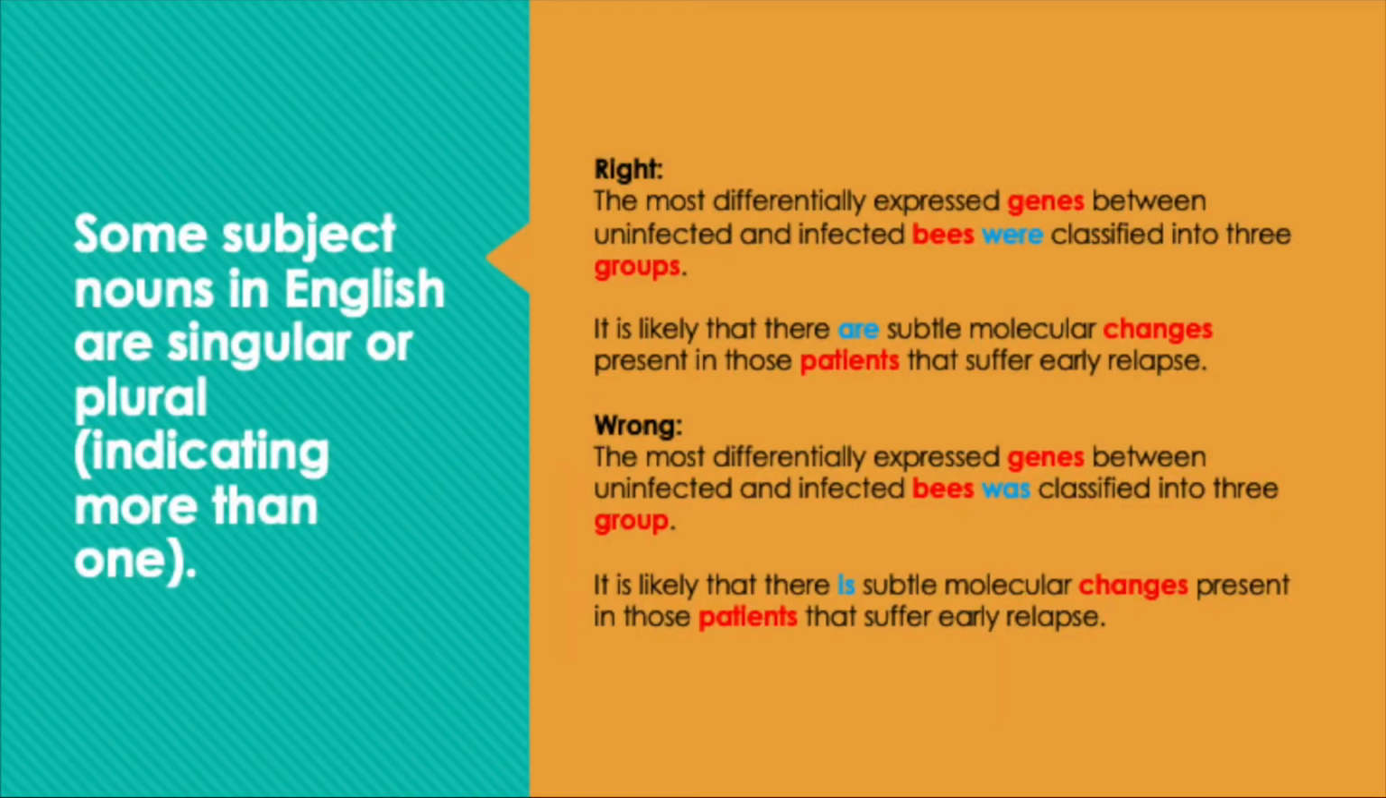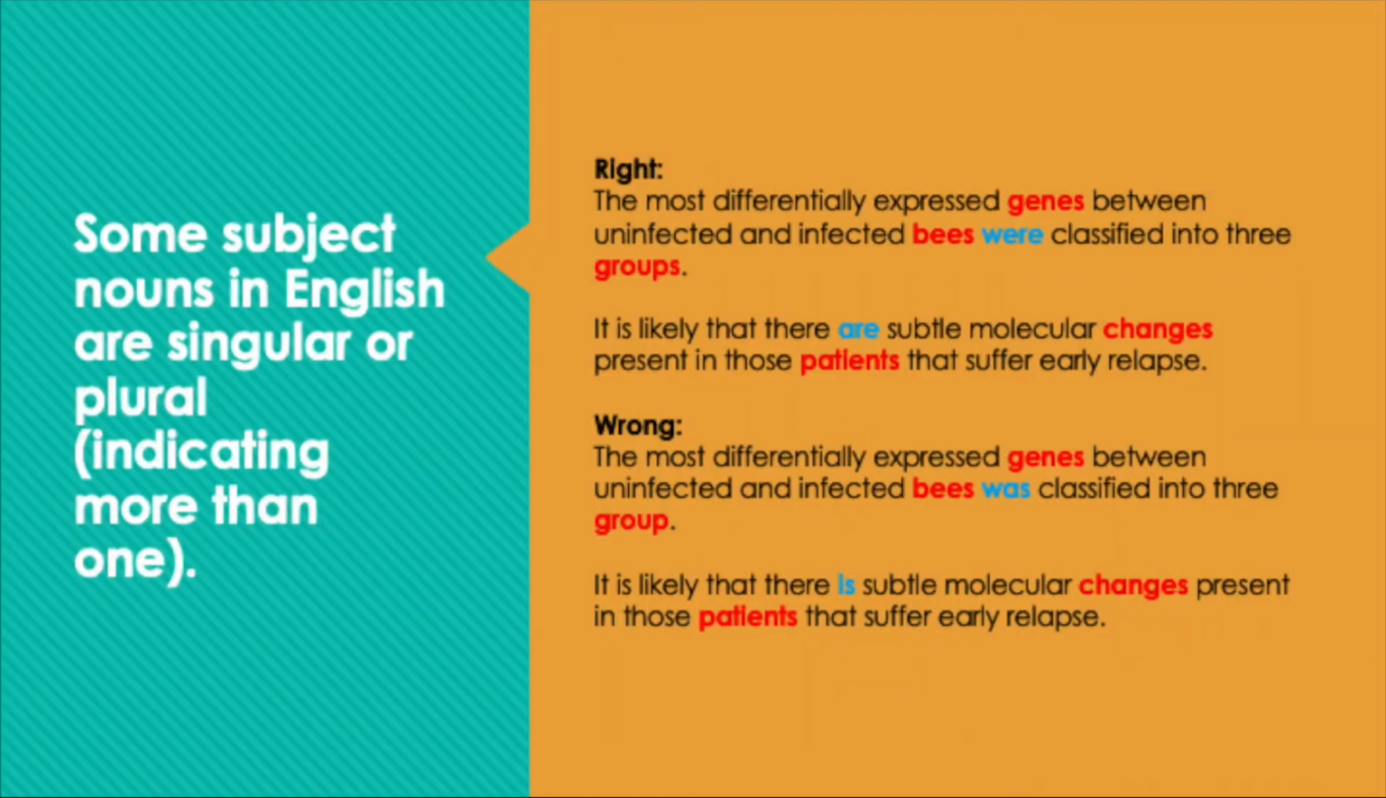Let's look at some examples here. I'll have two sentences and I'll show you the correct way they should be, and then I'll show you the way that they should not be written that I see commonly in scientific writing. All right, so first we have the correct version. The most differentially expressed genes between uninfected and infected bees were classified into 3 groups. What is the subject in this sentence? It is the most differentially expressed genes. So the verb of the sentence needs to go with the word genes. Plural genes, and we have a plural verb, were. So that is correct. That's how it should be.